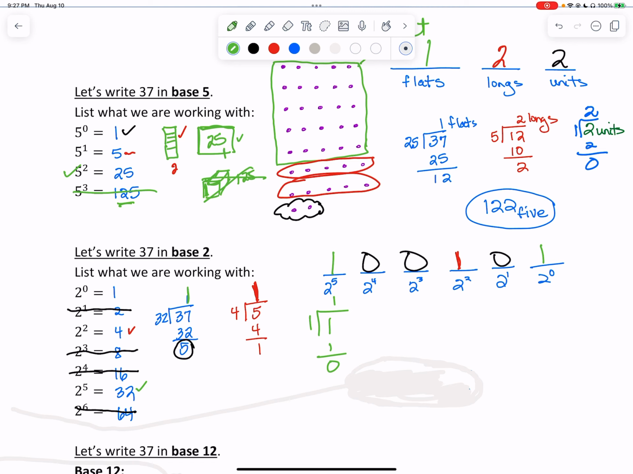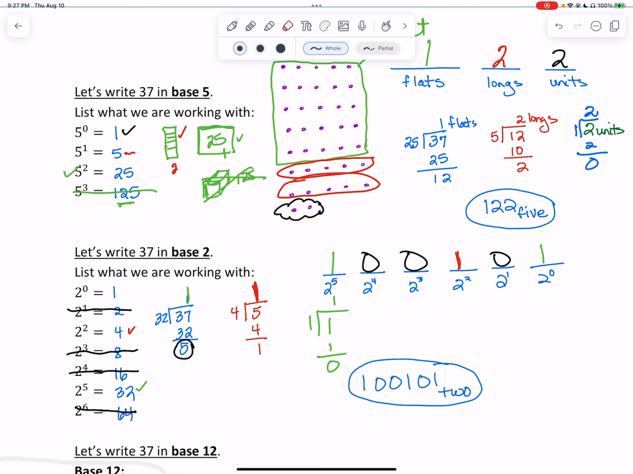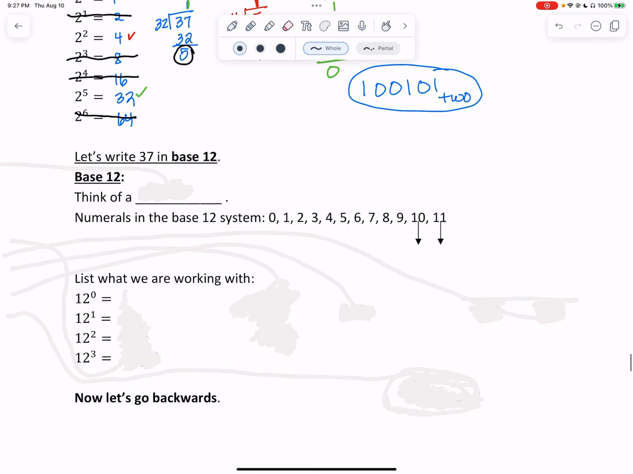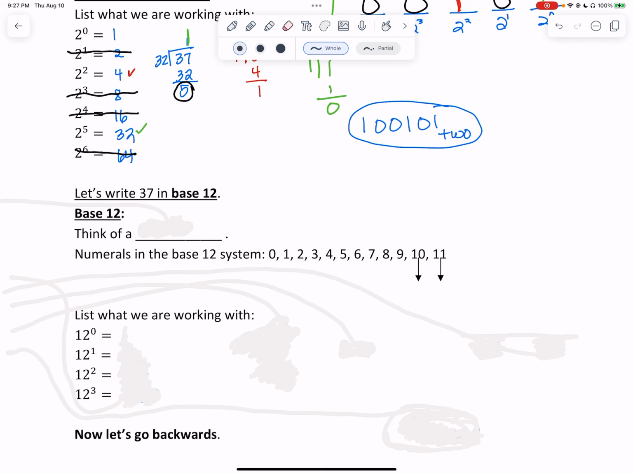So my answer is 100101 base 2. Notice I didn't put commas in there. You can if you want to, but you don't have to. That's a little wonky, right? It's okay. I know it's wonky, so we're going to do one more.